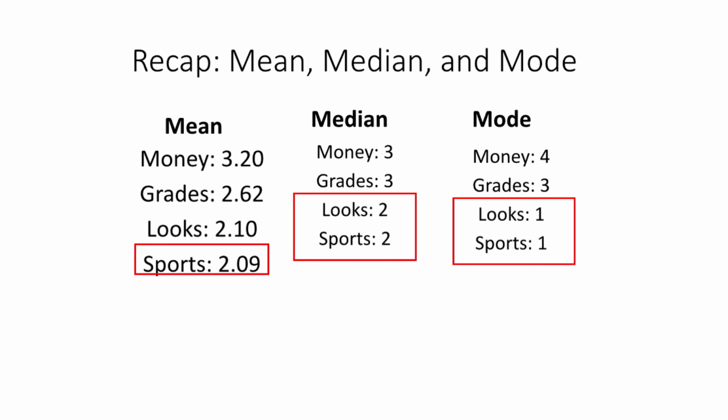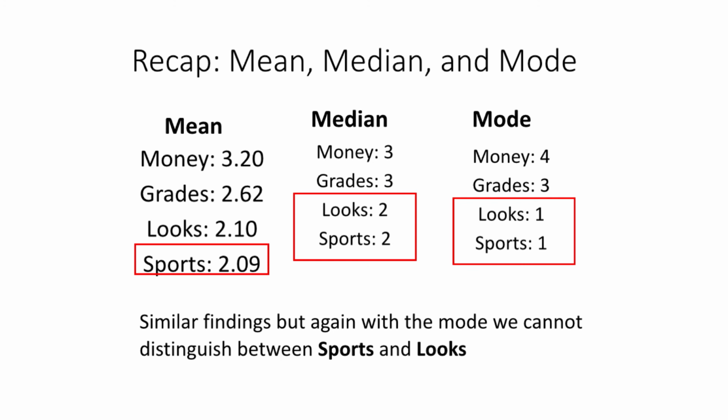So we can see that across all 3 measures of central tendency, across all 3 calculations, we get a similar finding: that if you want to be popular, sports and looks are really the most important attributes according to elementary school children.